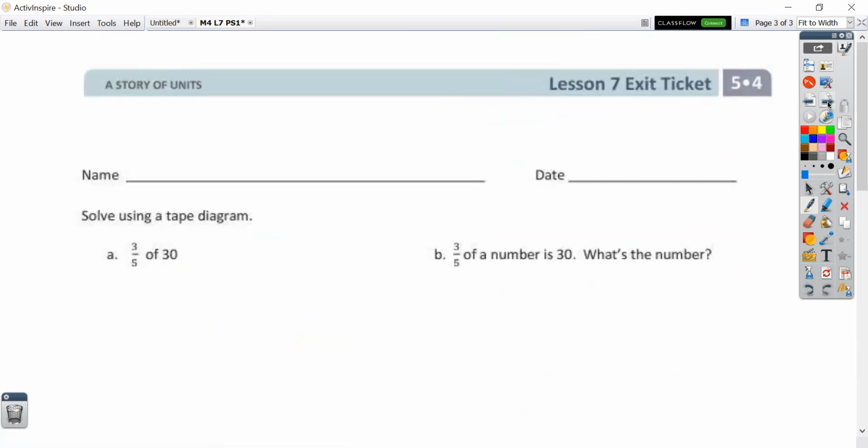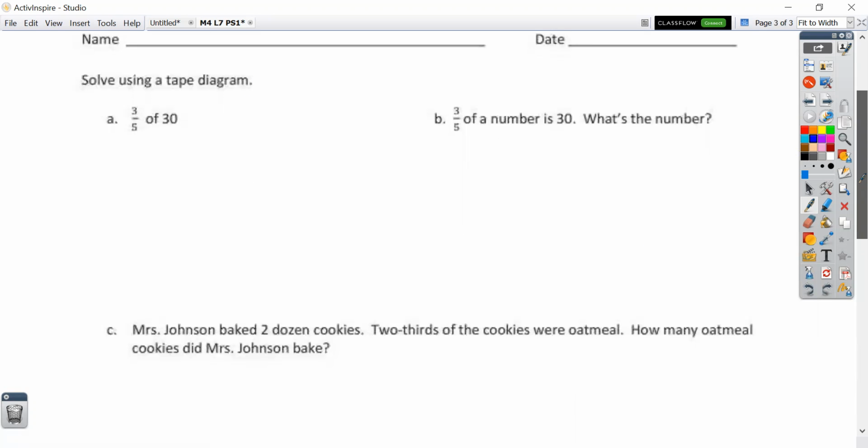All right, now I'd like you to go try your exit ticket. Let's just quickly take a look at that together. We can see 3/5 of 30. You won't have a part of a number in that. 3/5 of a number is 30. What's the number? These are the exact same question. So you really only have to do one of those. That's weird.